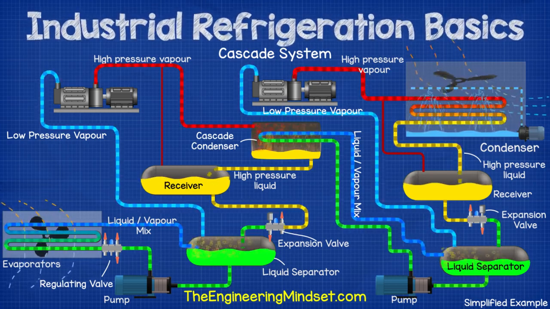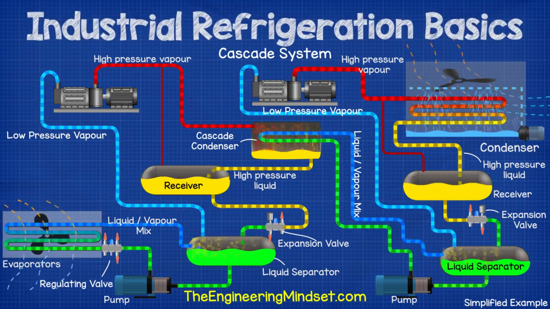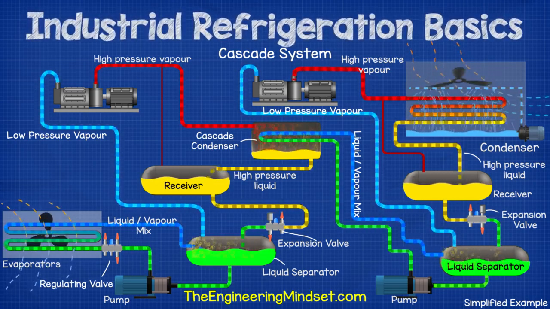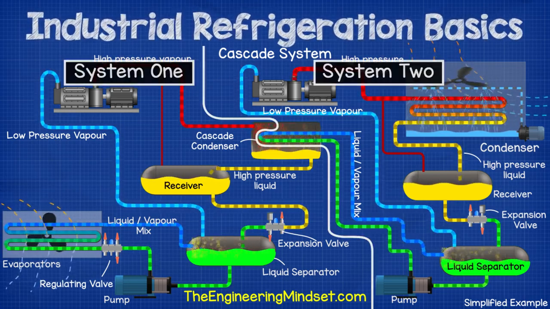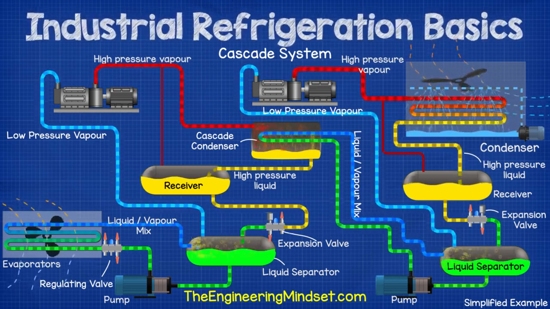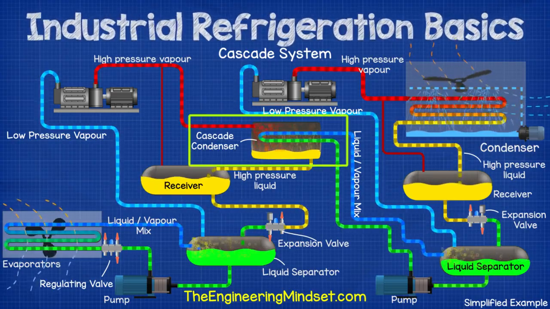These refrigeration systems usually consist of two or more separate refrigeration circuits, often using different refrigerants to provide a cooling effect. In this system, we have two compressors, except they are both circulating refrigerant around separated circuits, a high temperature circuit and a low temperature circuit. Connecting the two circuits is a heat exchanger known as a cascade condenser.